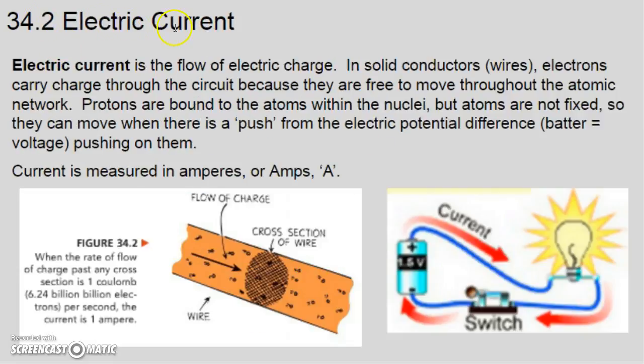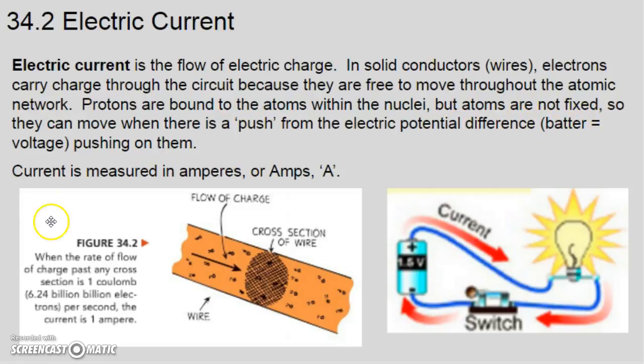So 34.2 talks about electric current. Electric current is the flow of electric charge. We studied electrostatics, which was forces generated by unmoving charges. Now we're going to start putting those charges into motion, and that's what we call electric current. In solid conductors, wires, something metallic, electrons carry charge through the circuit because they are free to move throughout the atomic network. Protons are bound to the atoms within the nuclei, but electrons are not fixed, so they can move when there's a push from the electric potential difference.